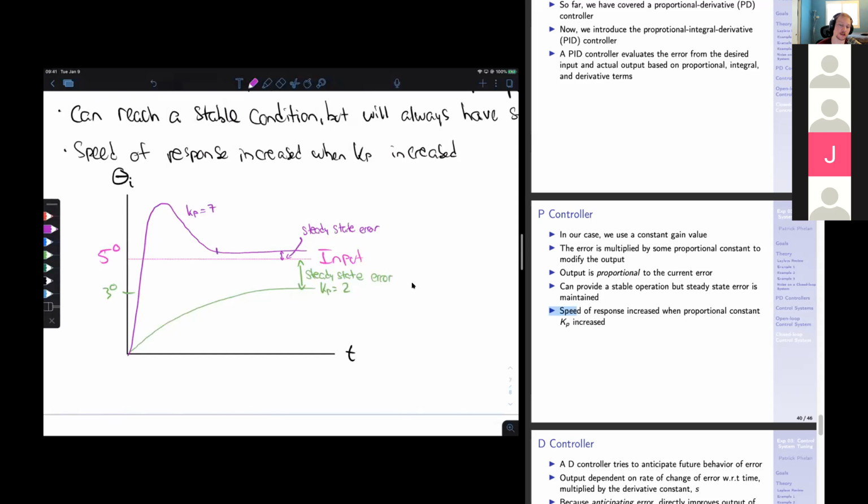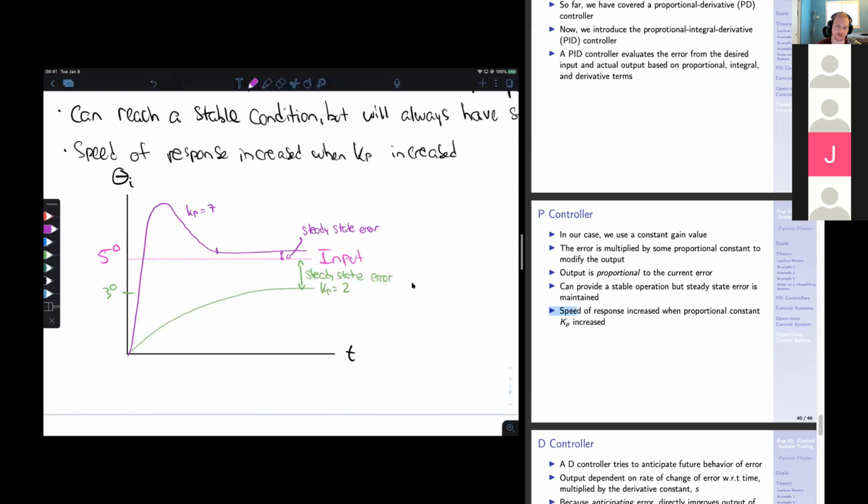Now, how I drew it here, that steady state error looks pretty reasonable, right? But in reality it might be greater than that. So we have our steady state error, and we're not actually going to get to 5 degrees. And you'll see that we got to our steady state value with KP equal to 7 faster than we did with KP equal to 2.